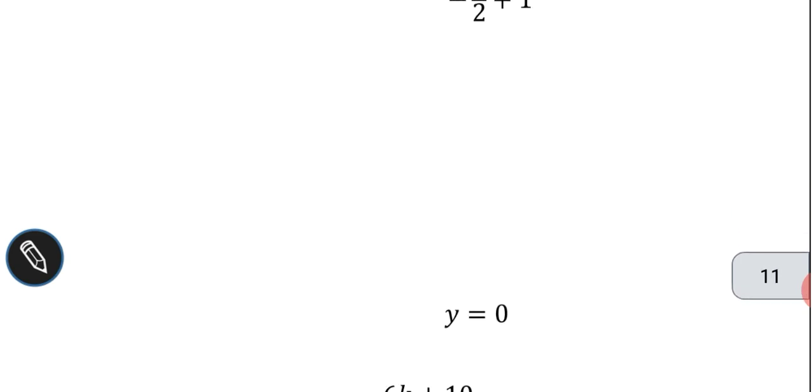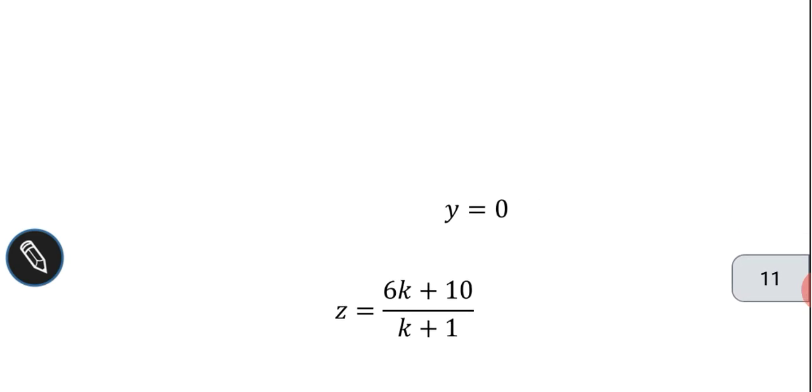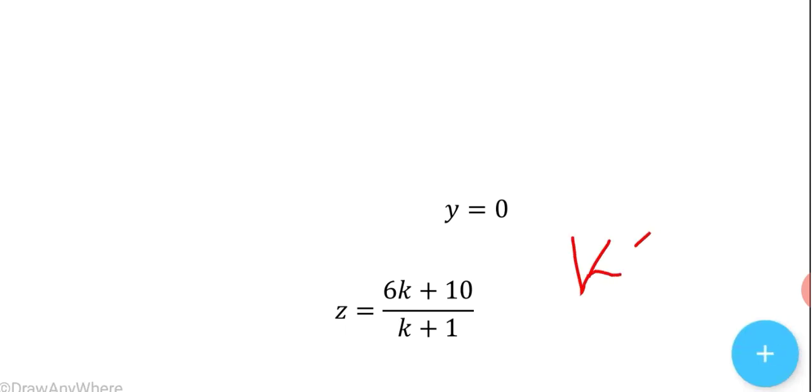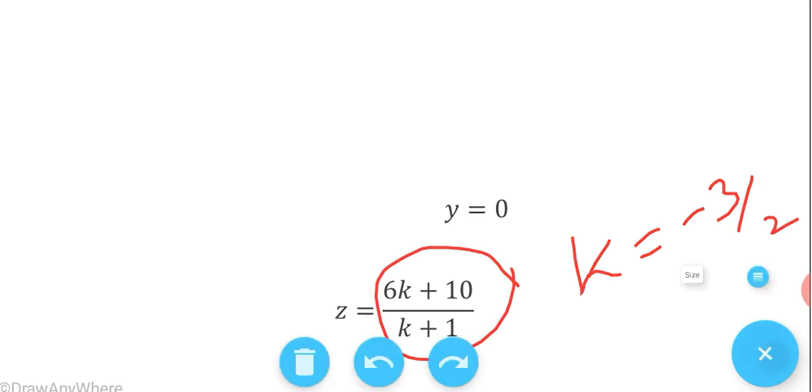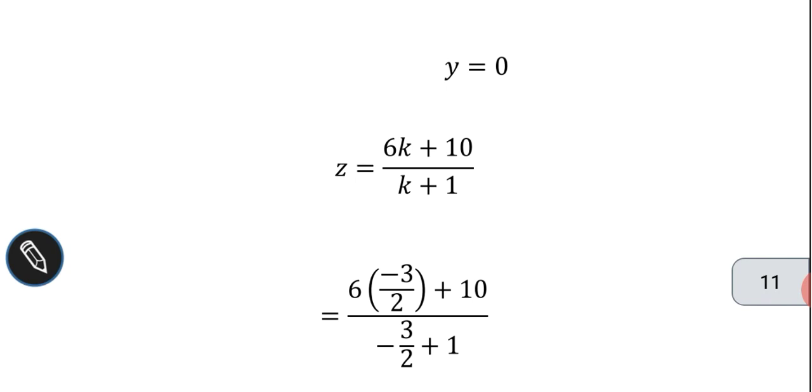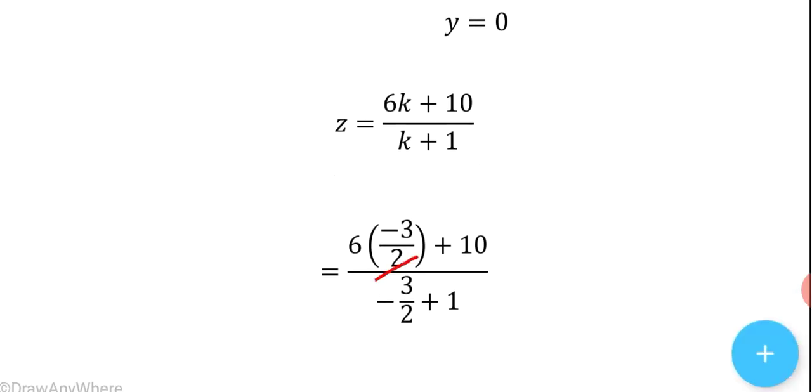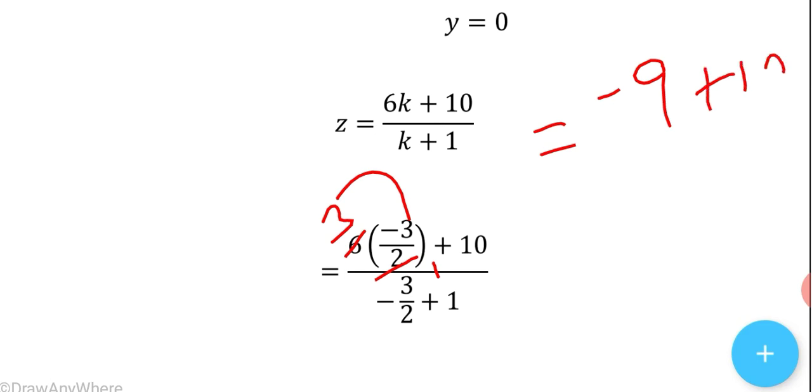Now we are going to find z, for k = -3/2. Plug in this equation. So z is equal to 6 into -3/2 plus 10, divided by -3/2 plus 1. So that is equal to 3 into -3, which is -9, plus 10, divided by -3 plus, taking LCM, 2 into 1 is 2, divided by 2.